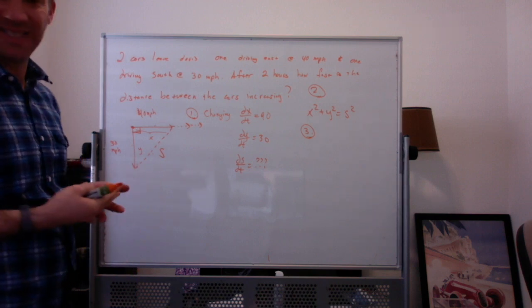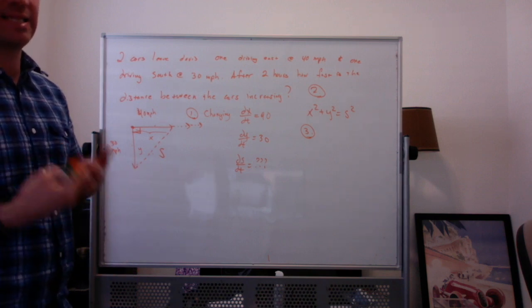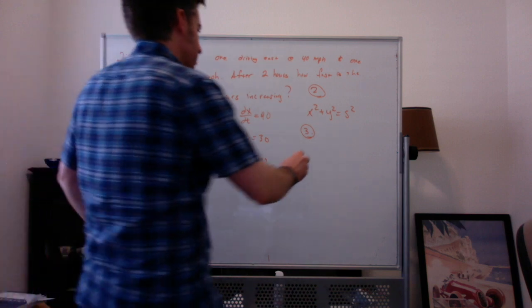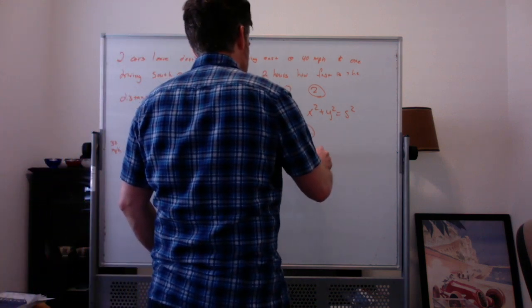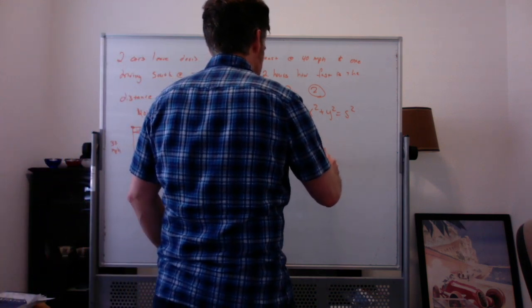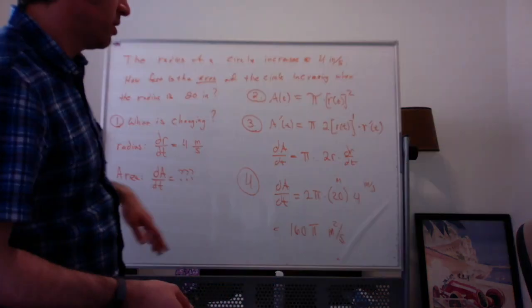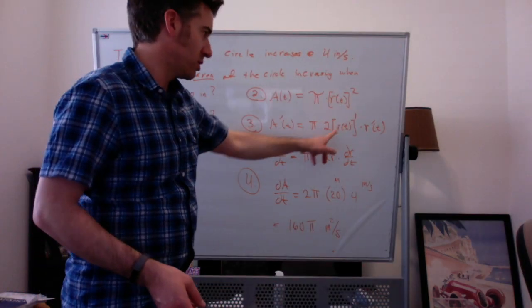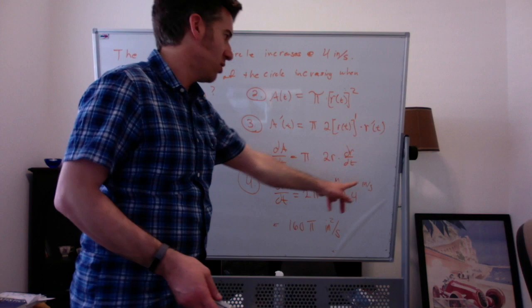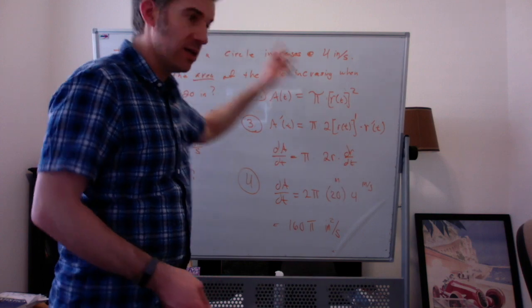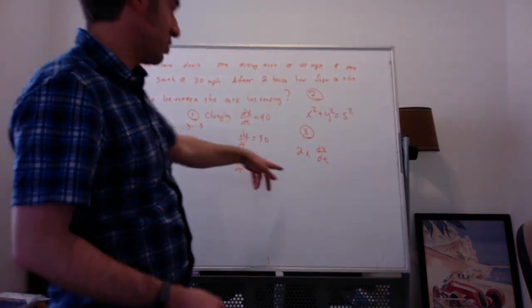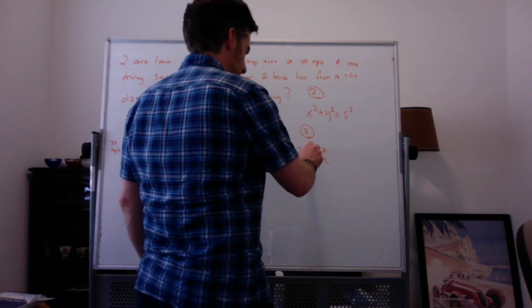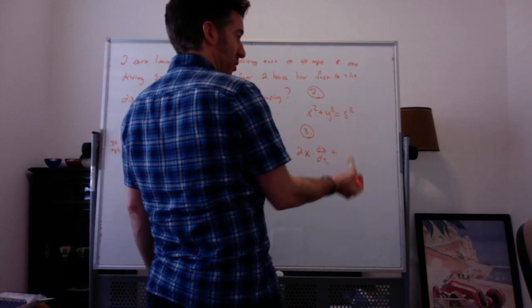So the derivative of x squared isn't going to be just 2x, it's going to be 2x times dx/dt. Just like on the previous one, the derivative of r squared was 2r times dr/dt. The derivative of x squared is 2x times dx/dt, or 2 times x prime. Same thing for y squared.